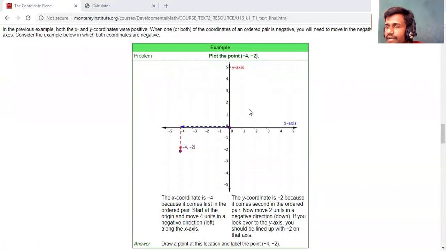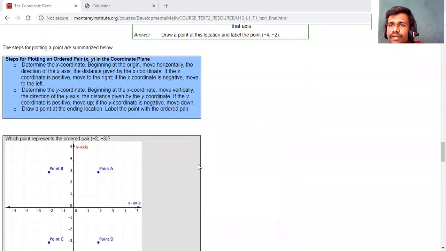One more example: (-4, -2). Where is -4? On the x-axis, here is -4. And on the y-axis, where is -2? Right here we have -2. The intersection point is (-4, -2). Like that we need to apply, children.